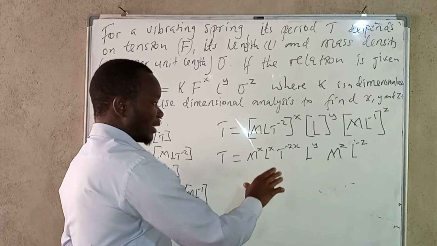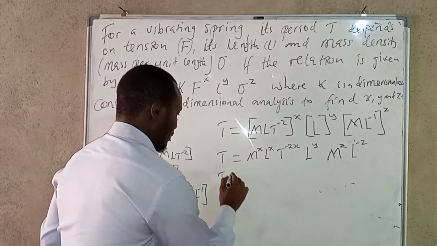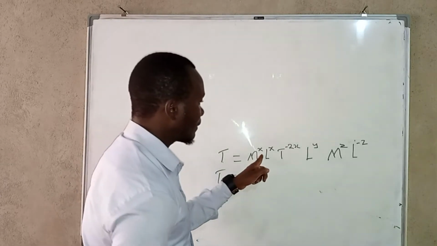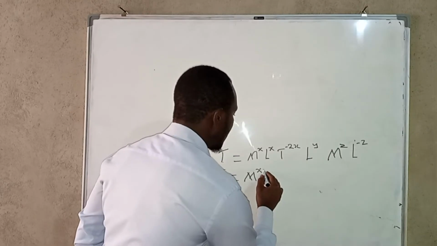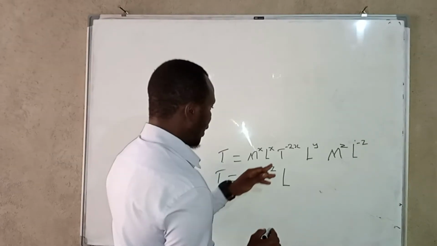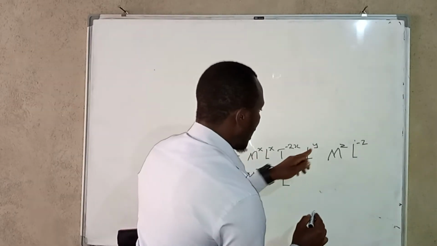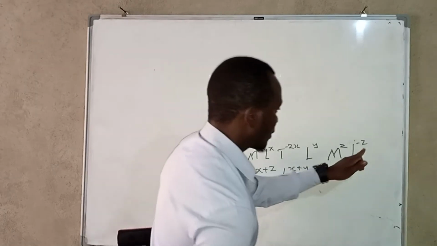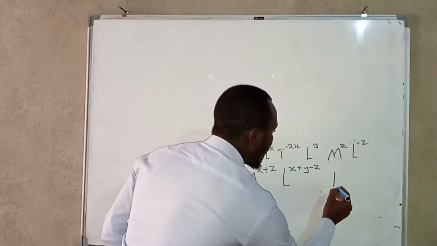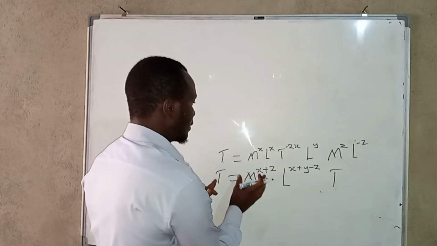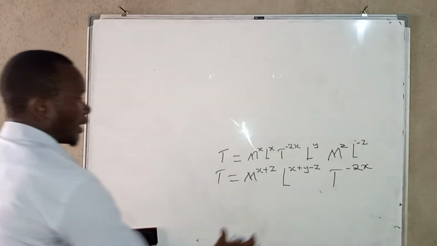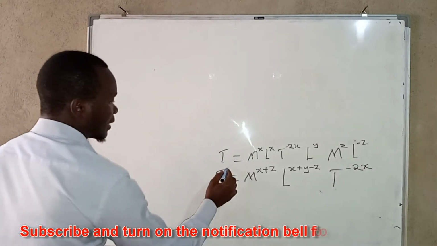Let's proceed. We add the powers. So we can proceed by saying T is equal to, for M, we have X here plus Z. Then we go to L. For L, we have X here, then Y here, then Z here, minus Z. Then we have T, so for T it is just alone on the right, so we have -2X. And on the left, we know that T is raised to the power 1.